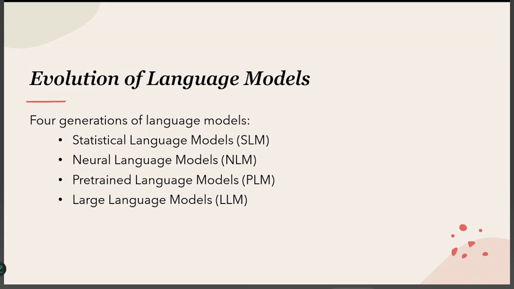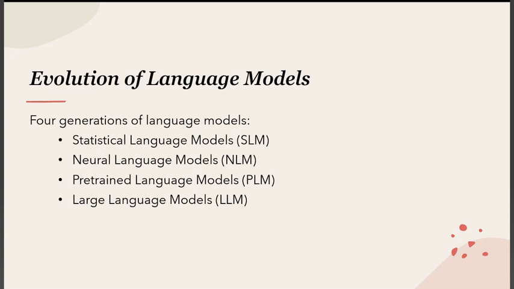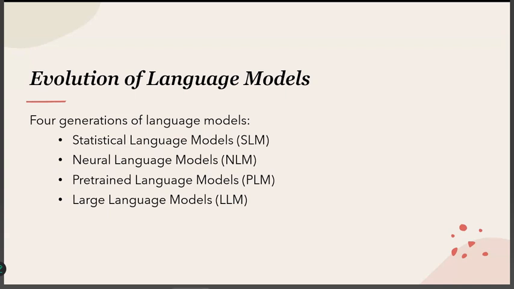The language model's evolution can be broadly categorized into four major stages. First one is SLM, or statistical language model, which began somewhere in the 1990s. They are meant for task-specific use cases, like next word generation or something like this.